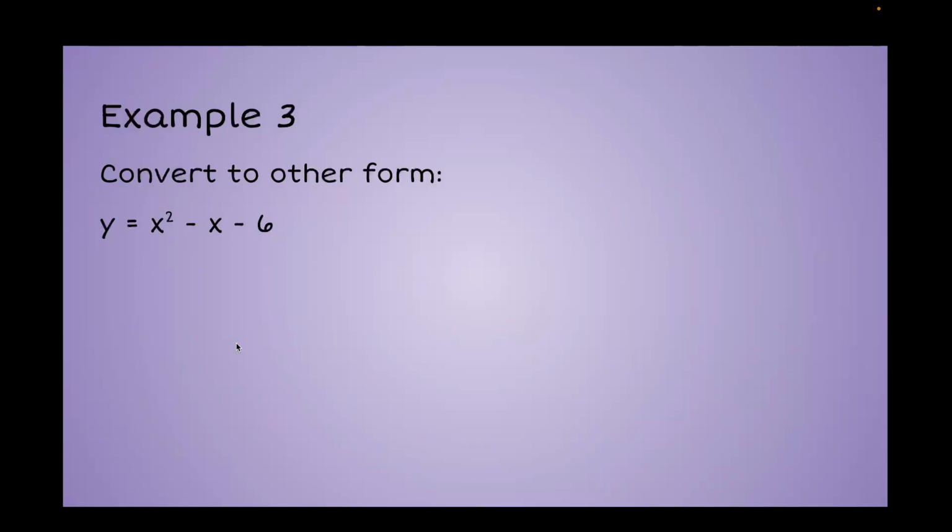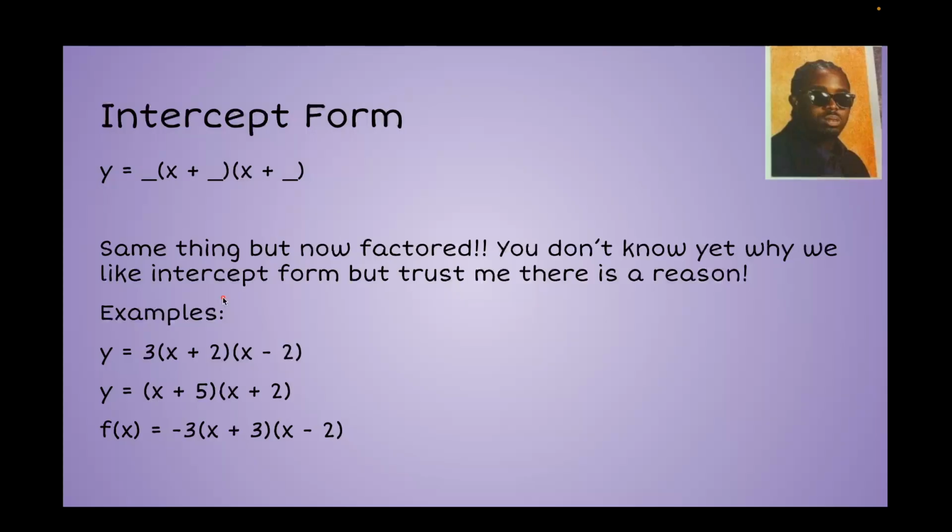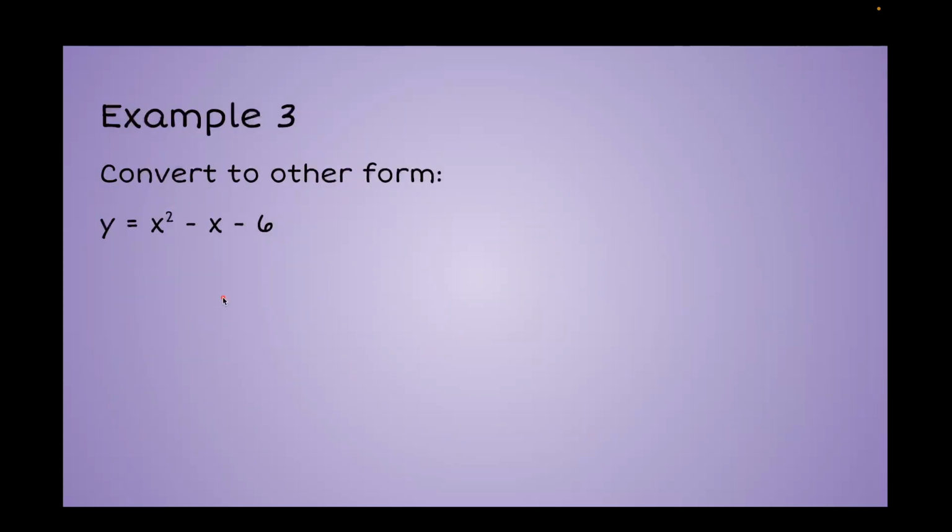Convert to the other form. So this is standard, and we want to get to intercept, which means we want to factor it. So this is basically just factoring. You can really not ignore this part. This is going to stay the same, but you're going to factor this part. So this number here is -1. If you remember, this is the number we add up to. So it's when we multiply to -6, what's the way to get to -6?